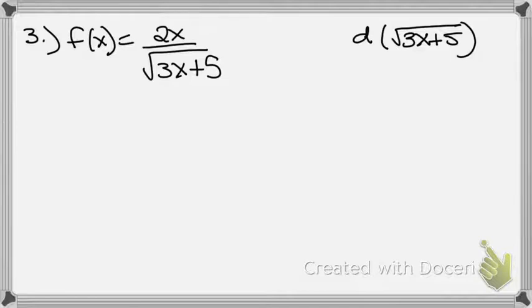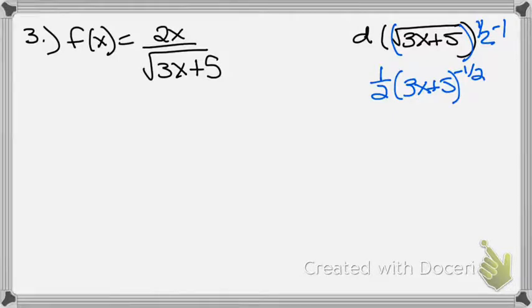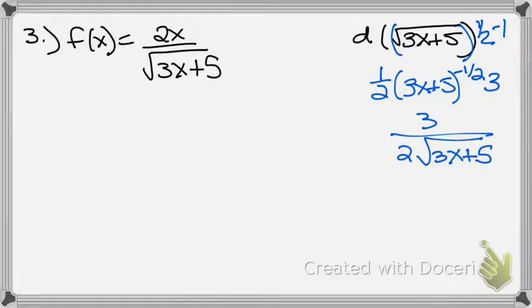So the derivative of the bottom, remember, of course, the square root is the same as 1/2 power. So I'm going to treat this like a 1/2 power. And the derivative of that is a power rule chain rule. 1/2, leave the inside the same. Subtract 1, you get negative 1/2, times the derivative of the inside. Neaten it up. There's a 3 on top, a 2 on the bottom, and a square root of 3x plus 5. Okay. Now go do your quotient rule.